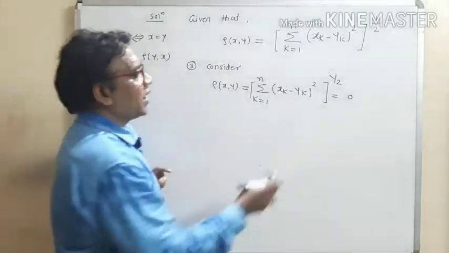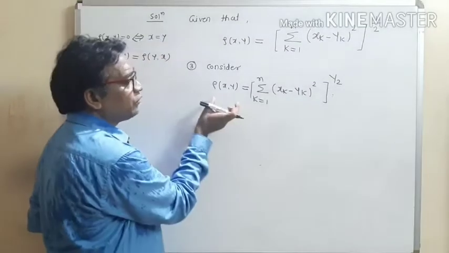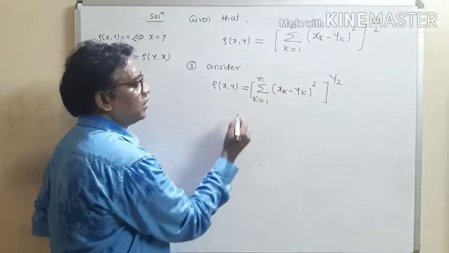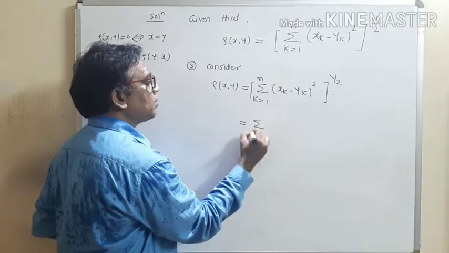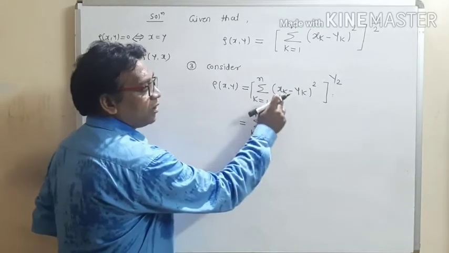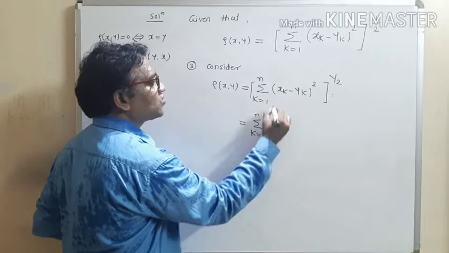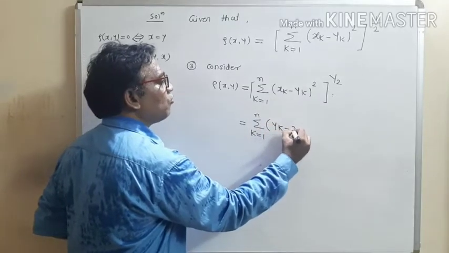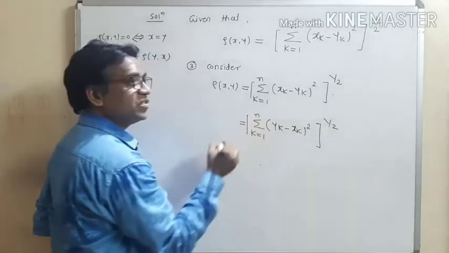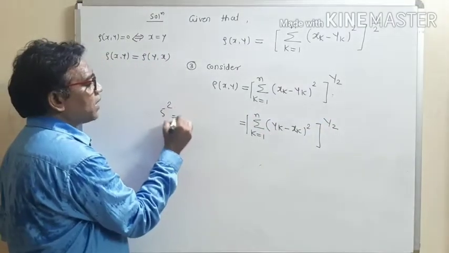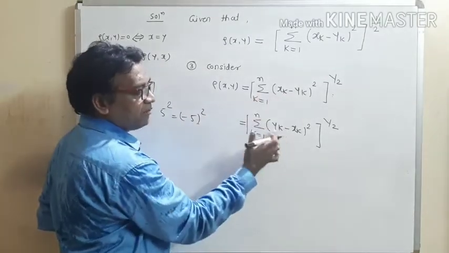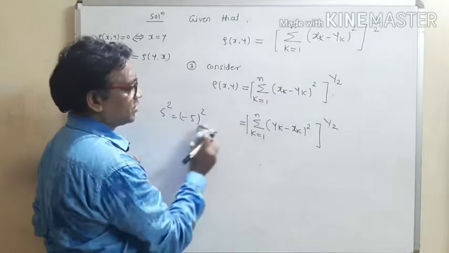Consider this rho xy, and just put the value for rho xy. It is given by summation k varies from 1 to n, (xk minus yk) bracket square, raised to 1/2. Now we can write this term as (yk minus xk) bracket square raised to 1/2. There is no change, because phi square and minus phi square are both the same. So instead of xk minus yk, we can write yk minus xk bracket square.